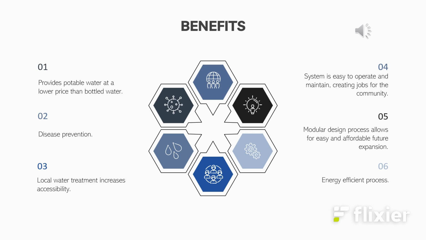Our water treatment plant is forecasted to provide water at a lower price than bottled water. Meanwhile, it'll prevent diseases as the residents can be sure that the water is clean. Having a modular plant on site improves operation as, firstly, the water is on site and accessible. Secondly, it'll open jobs in the community for maintenance and operation. Having it as a modular design also allows easy scalability in the future. So whenever the community grows, we just have to add another module. Lastly, the process will be energy efficient. Solar panels could be used.